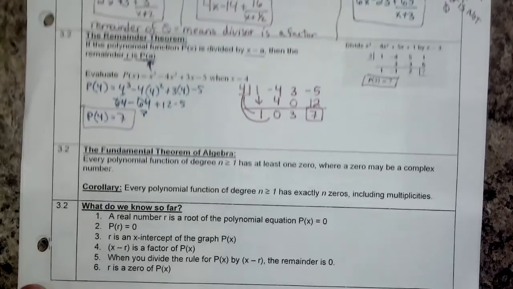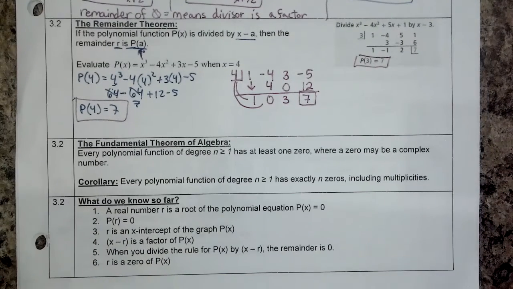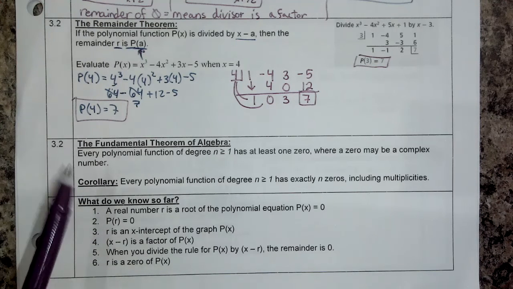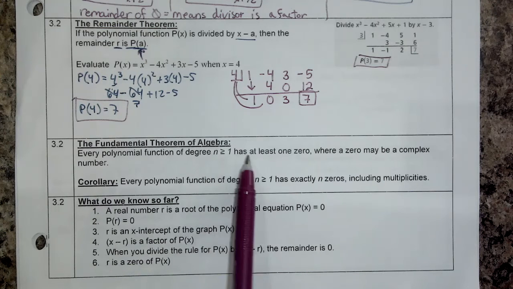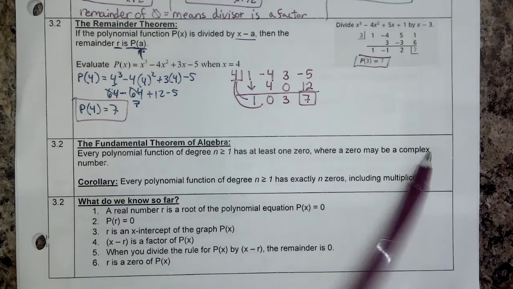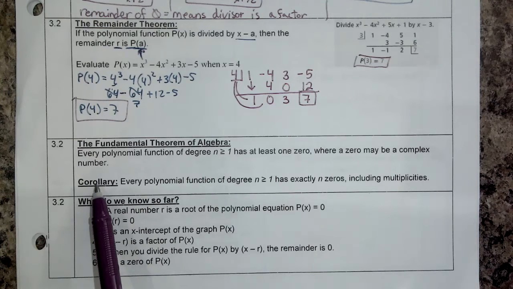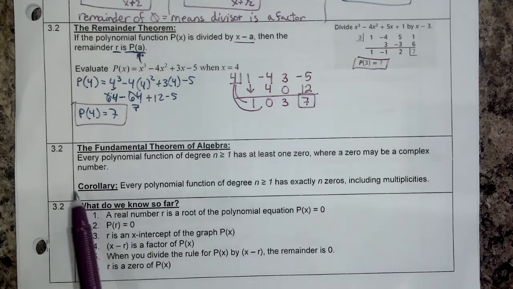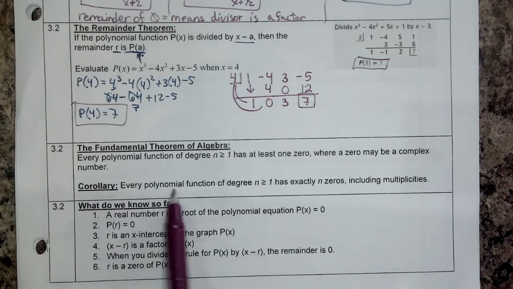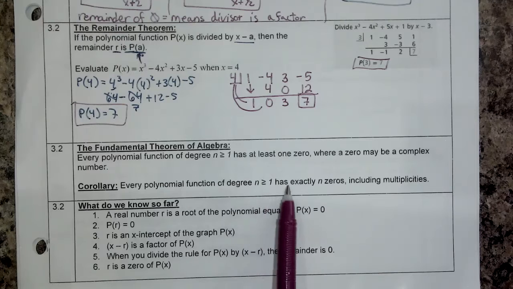All right, there's a couple other things we need to talk about. One is the fundamental theorem of algebra, and we've talked about this before, but it's really important. So we're going to talk about it again and again and again. Every polynomial function of degree n greater than or equal to 1 has at least one 0, where a 0 may be a complex number. Okay. But we also know a corollary. A corollary is just something saying that it's true. Every polynomial function of degree n greater than or equal to 1 has exactly n zeros, including multiplicities.